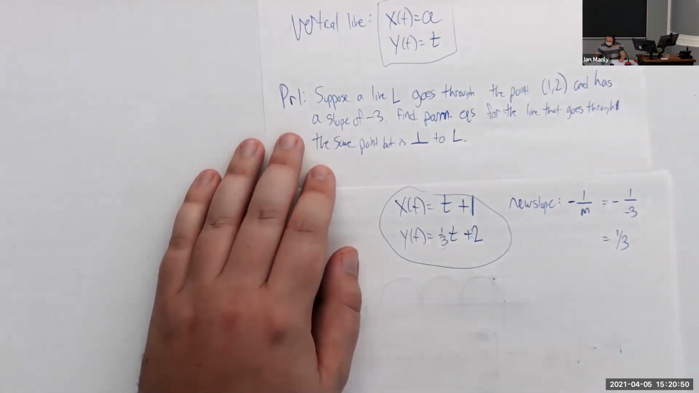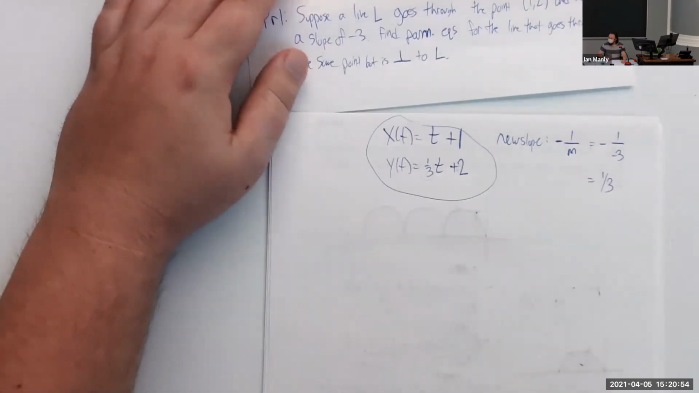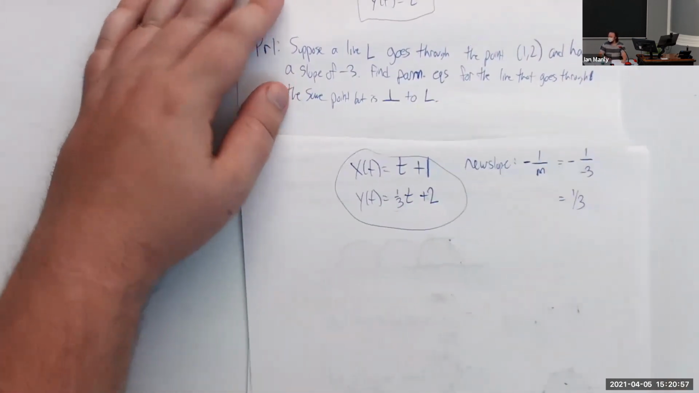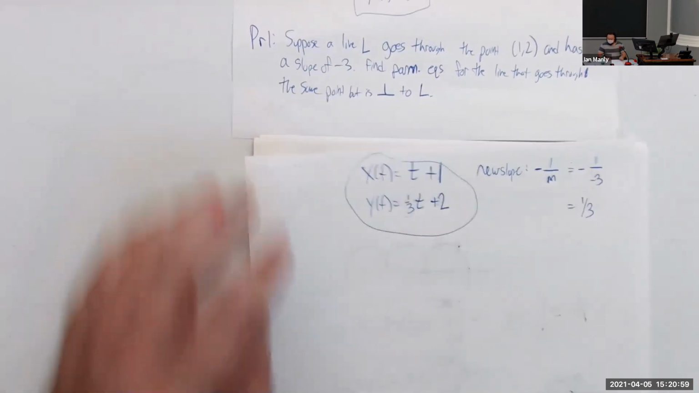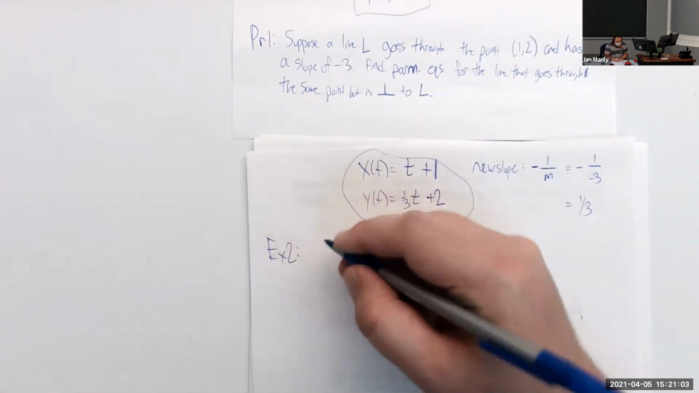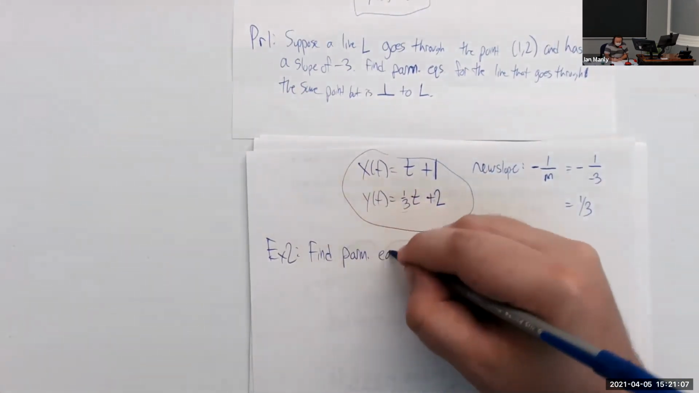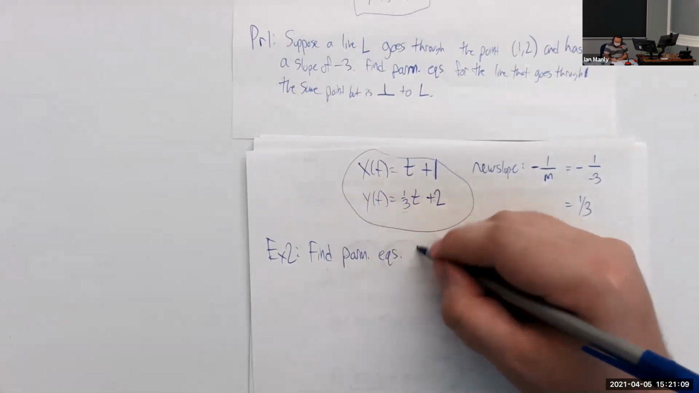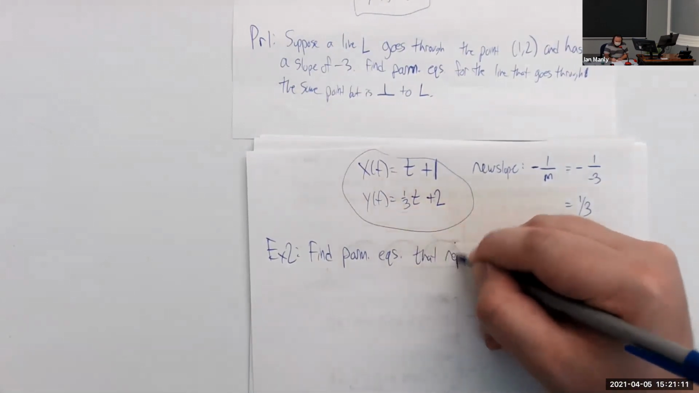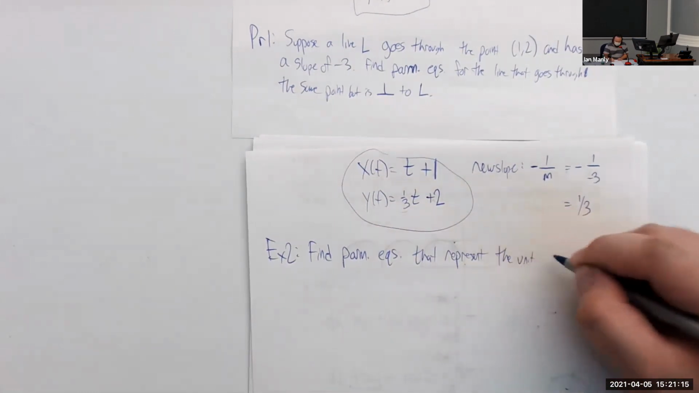So in addition to lines, we could also have circles as well. So I'm going to go over more familiar shapes, and then I'm going to expand to shapes that are a bit less familiar. So for example 2, I'm going to find parametric equations that represent the unit circle.